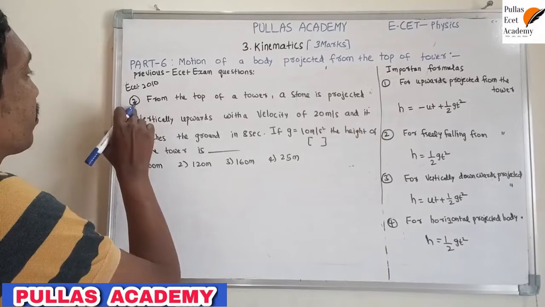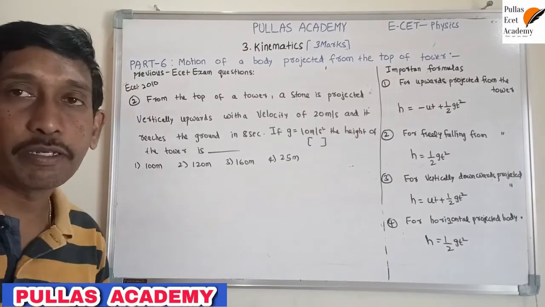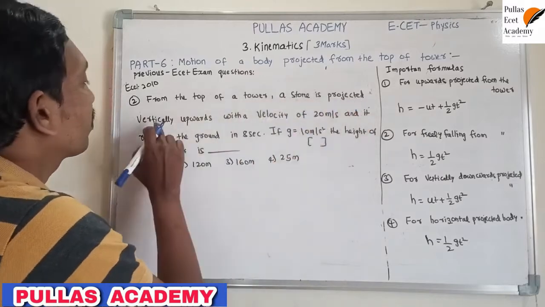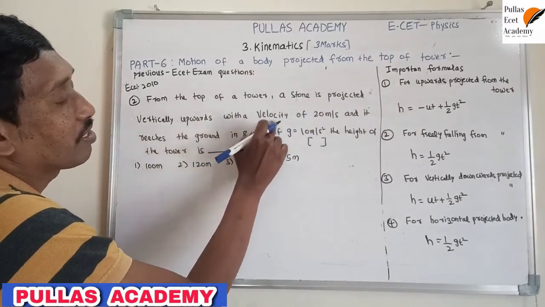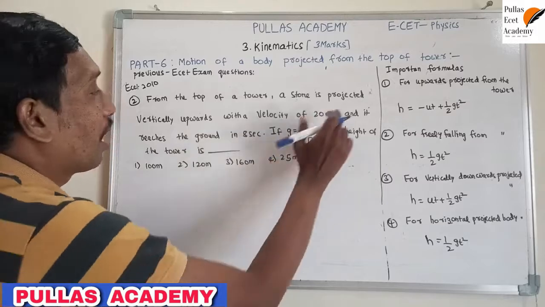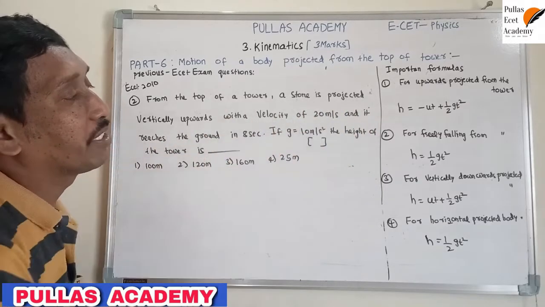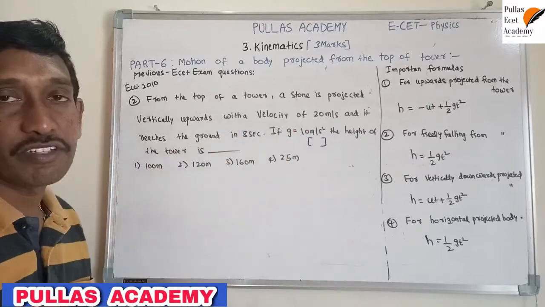The next question is repeated in the ECET 2010 paper. From the top of a tower, a stone is projected vertically upwards with a velocity of 20 meters per second and it reaches the ground in 8 seconds. Small g value is 10 meters per second square. The height of the tower is asked.